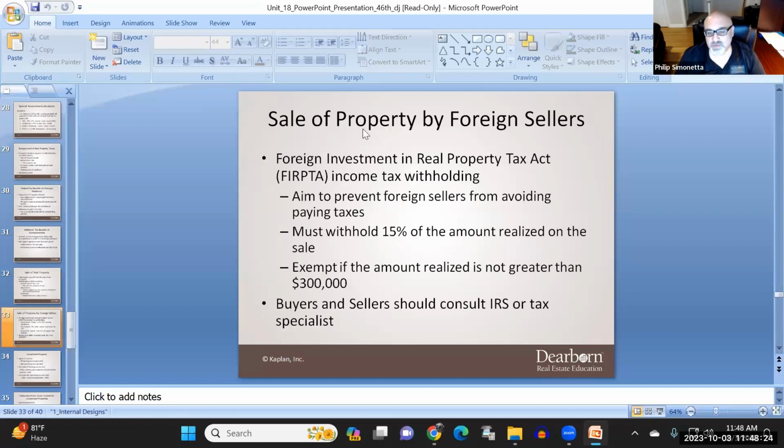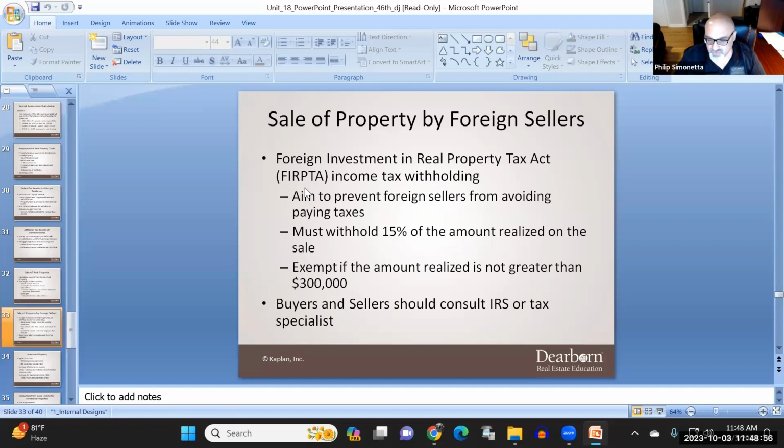Now let's talk about sale of property by foreign sellers. There's something called FIRPTA. It's the Foreign Investment in Real Property Tax Act, an income withholding tax. It aims to prevent foreign sellers from avoiding paying taxes. The title company must withhold 15% of the amount realized on the sale. The property is exempt if the amount realized is not greater than 300,000.